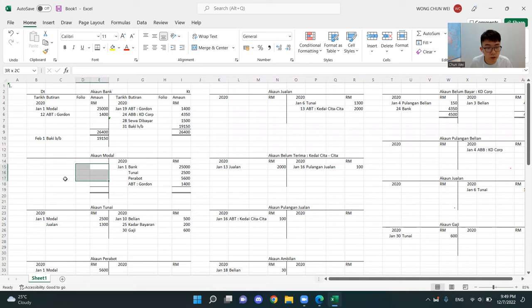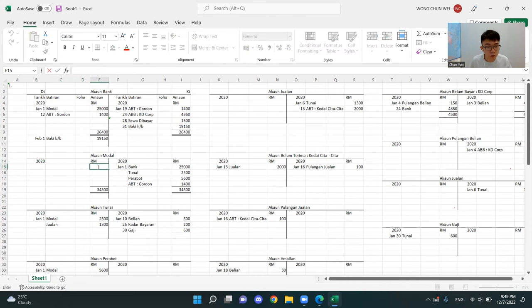Jumla, definitely here is kosong, so zero. Here will be the bigger figure, right? So jumla can get the 34,500. The jumla must be the same, debit and credit, so 34,500. So what is the figure here? By the way, this is 20.